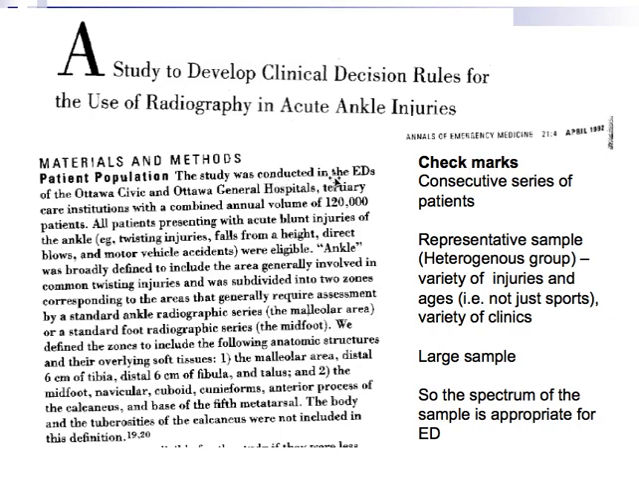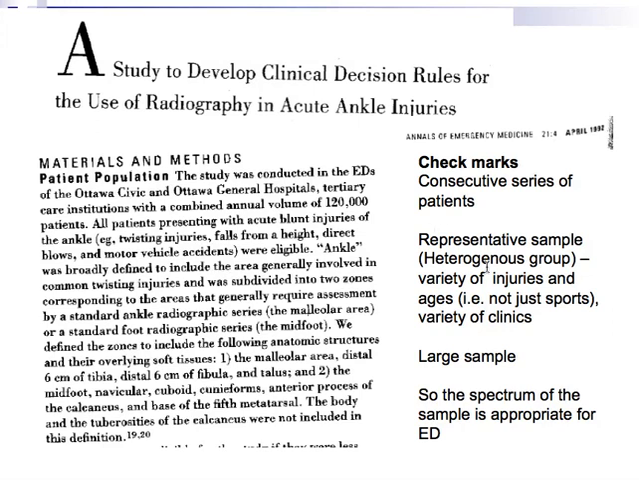So essentially, the study was conducted in the emergency departments of the Ottawa Civic and Ottawa General Hospitals, and all presenting patients with acute blunt injuries of the ankle were eligible. And this is really what we want. For the rule to be robust, or the diagnostic test procedure to be robust, we need it to face off against this kind of general population group.